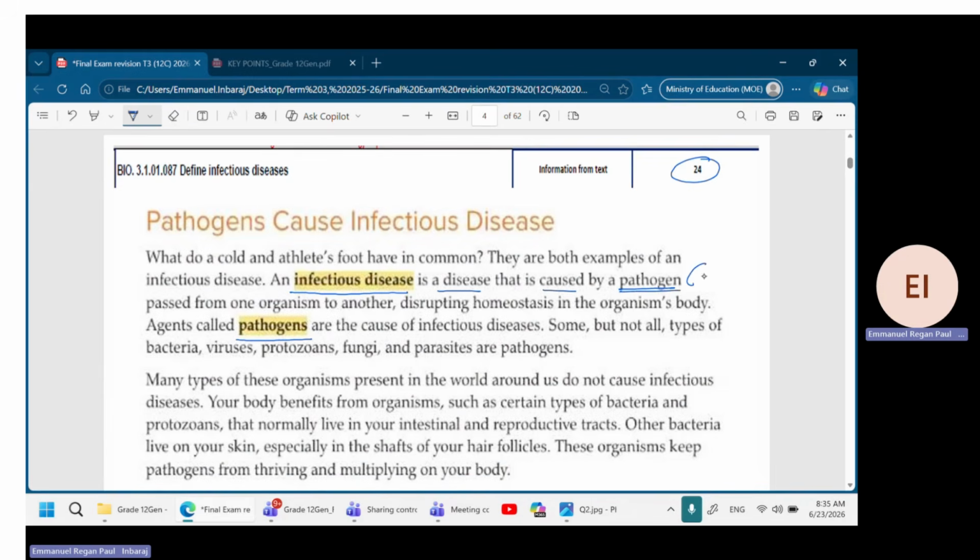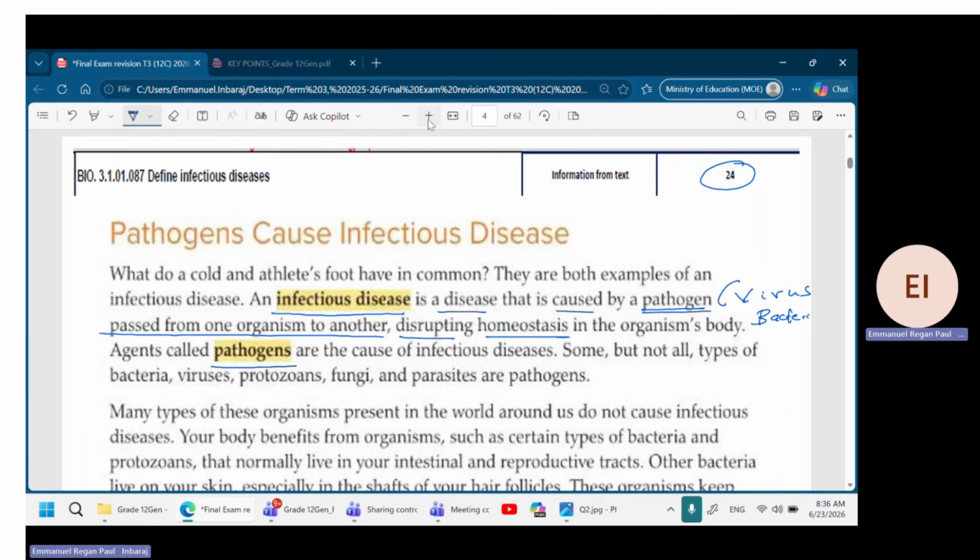So what are pathogens? Pathogens are viruses, bacteria. They are all called pathogens. Infectious diseases are caused by pathogens and are passed from one organism to another, disrupting homeostasis. This is the definition of infectious disease. So what is an infectious disease? An infectious disease is a disease that is caused by a pathogen, passed from one organism to another, disrupting homeostasis. So this is one question.